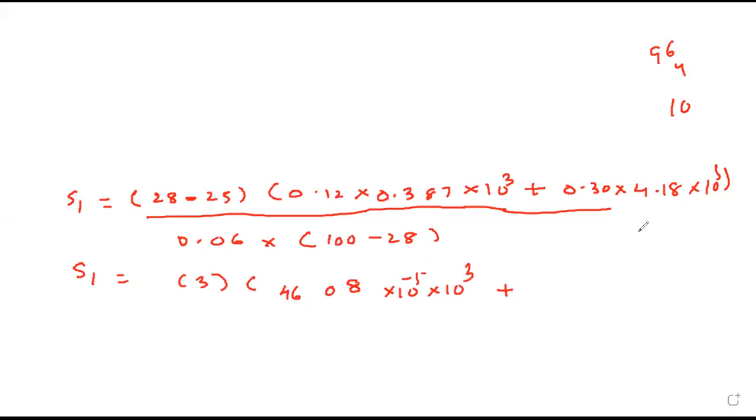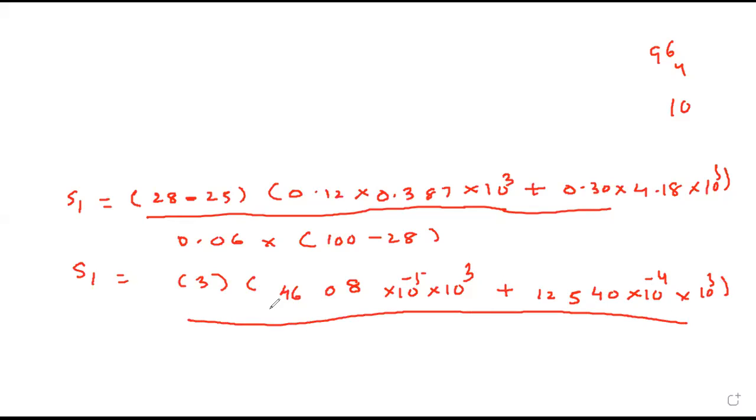This will also do. Plus 3 into 8, 24. 3 into 1, 3 and 2, 5. 3 fours are 12 and this 0. Then after 1, 2, 3, 4 digits, decimal. Or I can say 10 raised to minus 4, I have removed the decimal, into 10 raised to 3, upon 6 into 10 raised to minus 2 into 100 minus 28, which will become 72. 3 into 2 is 6.